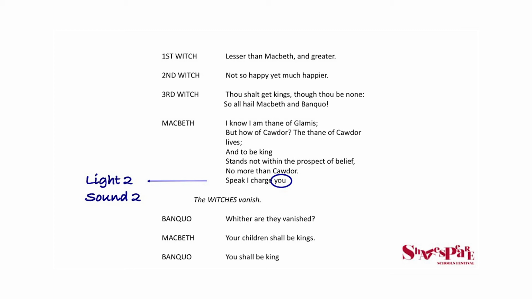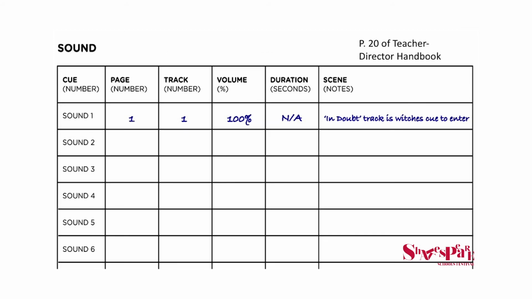So we go to our sheet, and very similar to the lighting, page number 1, track number, so what number it is on your CD. In this instance, it's number 1. Volume, I've put 100% because I want it to be very loud, but again, on the day, you can play around with this and see what volume you'd like. Duration, we're going to tell the technician later when it turns off, so we don't need to say how long it's going to be. And notes, in doubt track is the witch's cue to enter, so that's helpful to the technician and to your cast on stage as well.